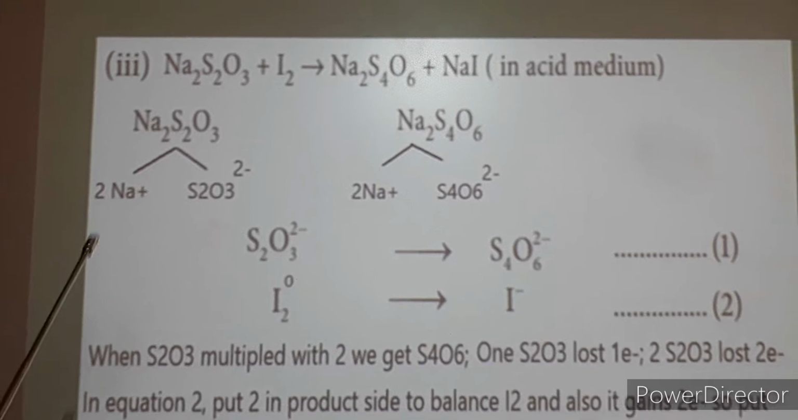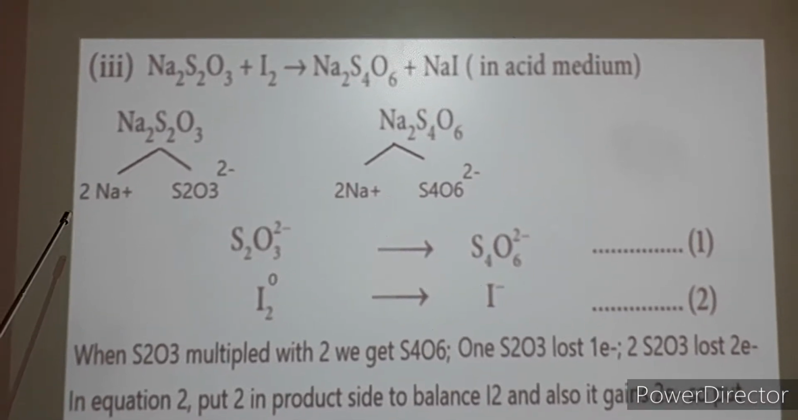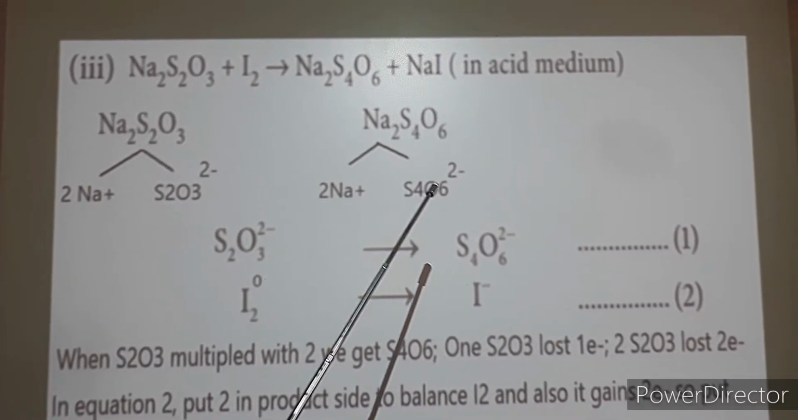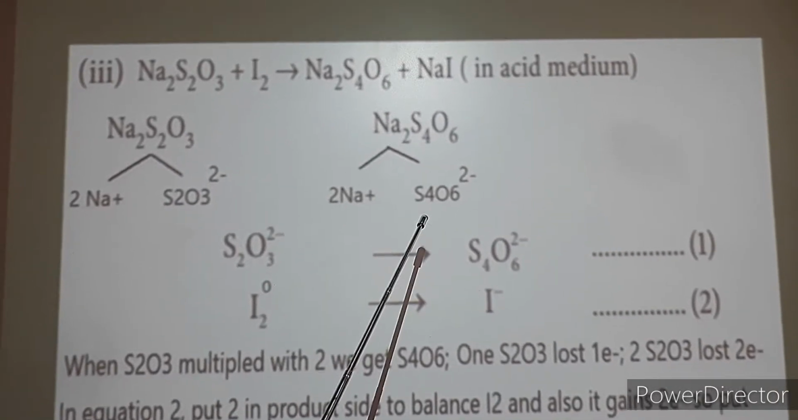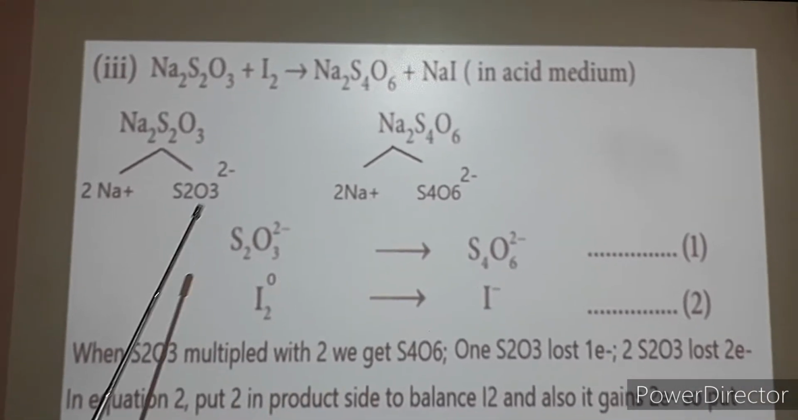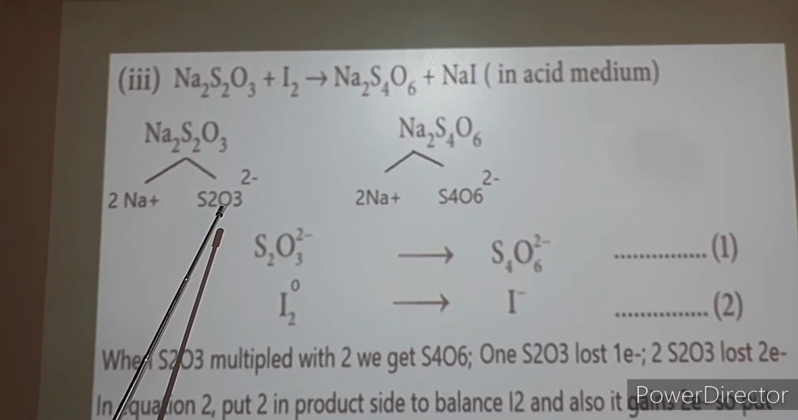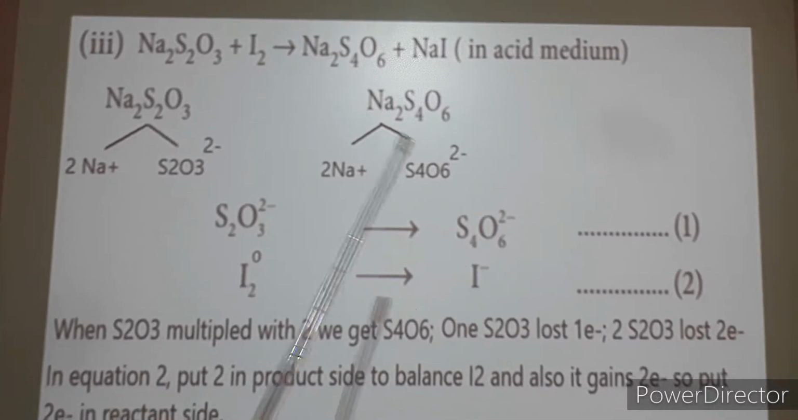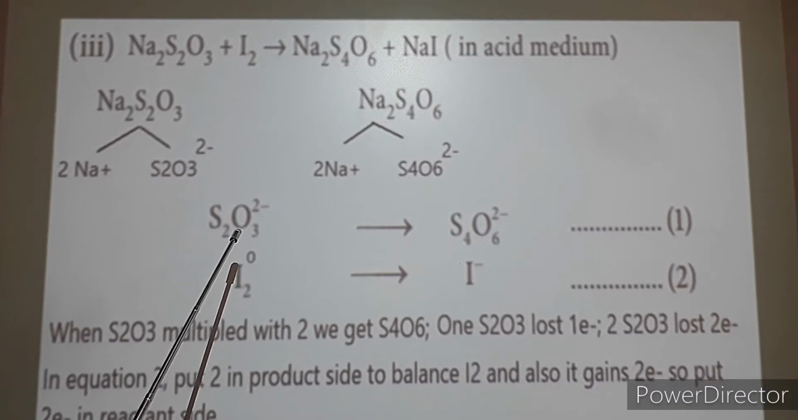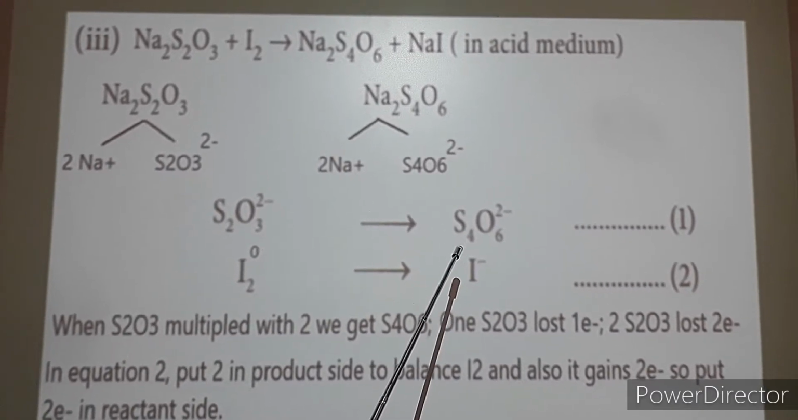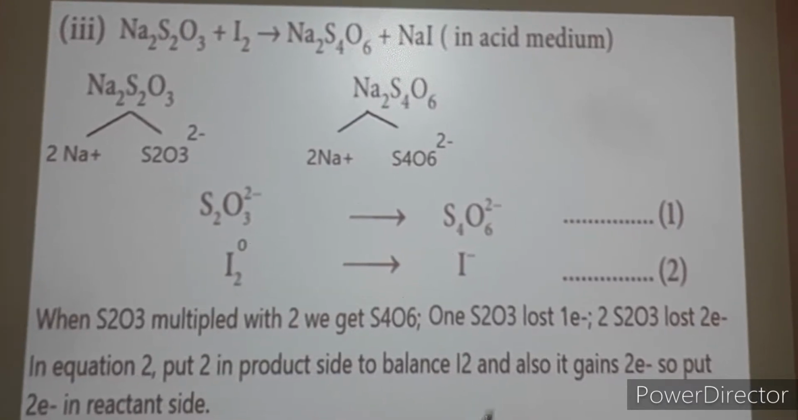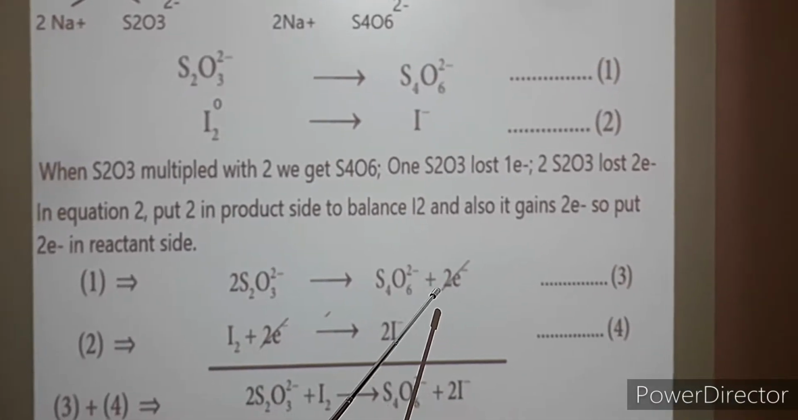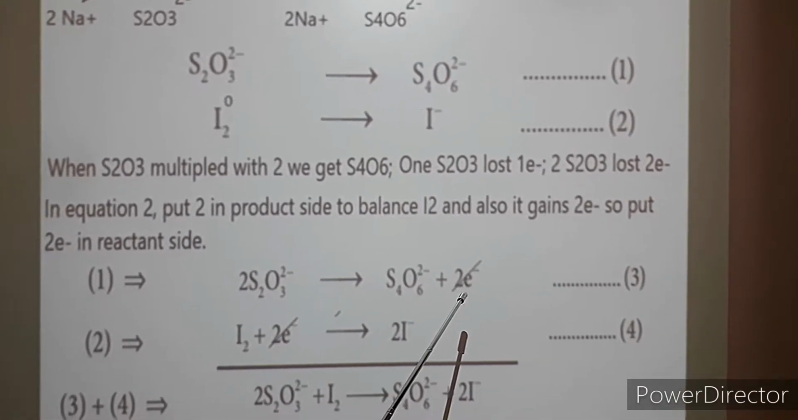In this third problem, the sodium thiosulfate changed into 2 Na plus and S2O3 2 minus. In the same way, on the product side, sodium tetrathionate is changed into 2 Na plus and S4O6 2 minus. We are going to take only the ions, that is S2O3 2 minus and S4O6 2 minus alone. This is the first equation. In this equation you see that if you multiply S2O3 with 2 we get S4O6. Here 1 electron is going to be lost, so we get 2 moles of S2O3 2 minus giving S4O6 2 minus with 2 electrons. So I put the 2 electrons in the product side.